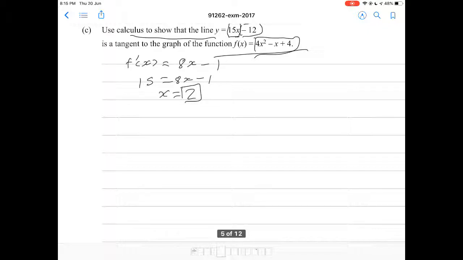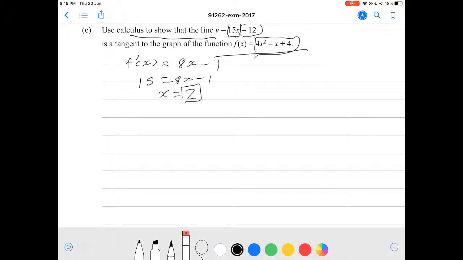So we've just found out that x equals 2. Now we're going to prove that the line y equals 15x minus 12 is the tangent to the graph. We can only do that if we substitute 2 into the equation. If we substitute 2 into the equation of the linear graph, it should equal what we get if we substitute 2 into the function.